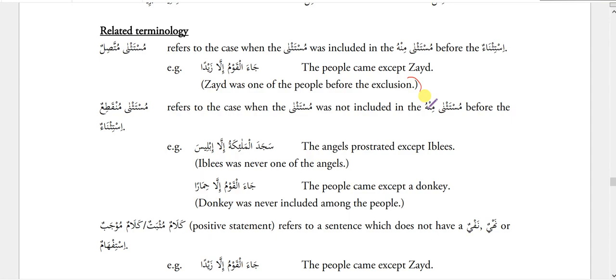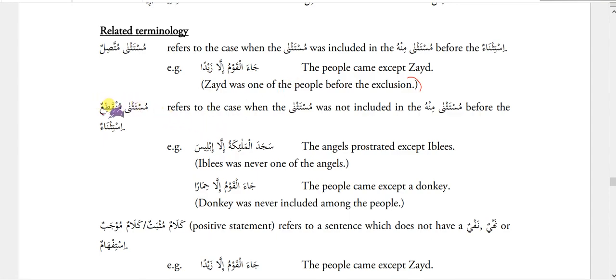Mustasna muttasil. And why is it important to understand that Zaid was mustasna muttasil? Because in the Quran there are a lot of examples of mustasna and mustasna minhu, which will explain to you the reason of denial. See, that example is coming.